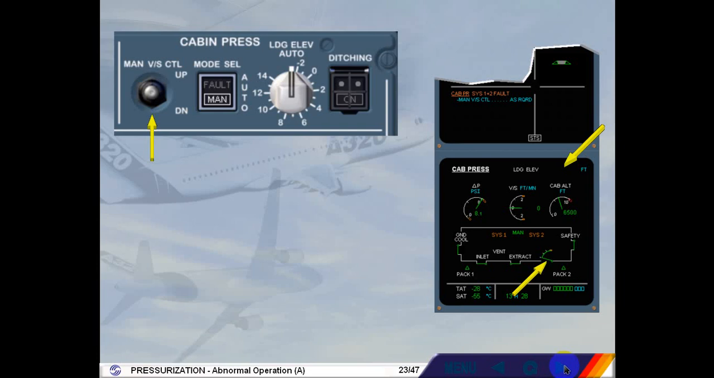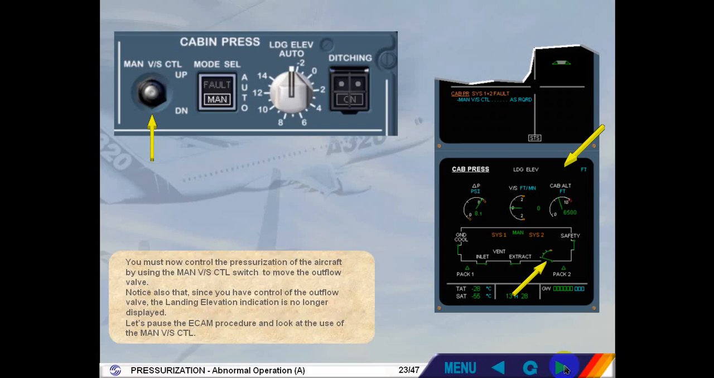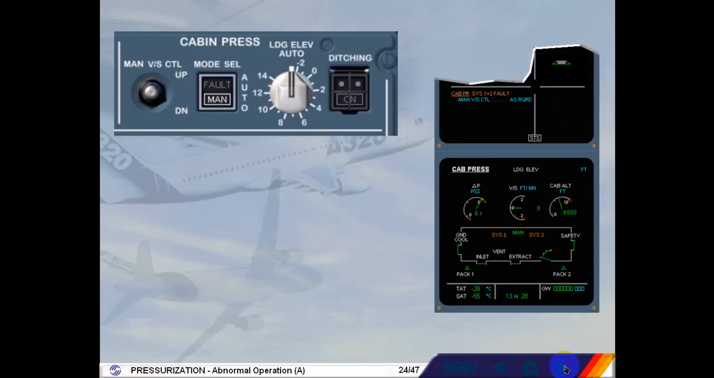Let's pause the ECAM procedure and look at the use of the manual vertical speed control. The manual vertical speed switch is spring-loaded to neutral. If you hold the switch in the up position, the outflow valve slowly opens, the vertical speed will change, and the cabin altitude will increase.